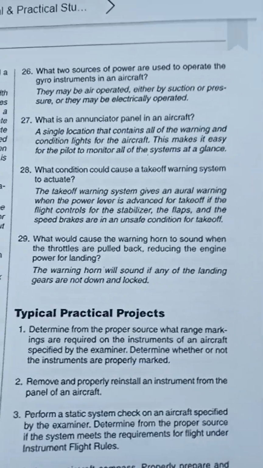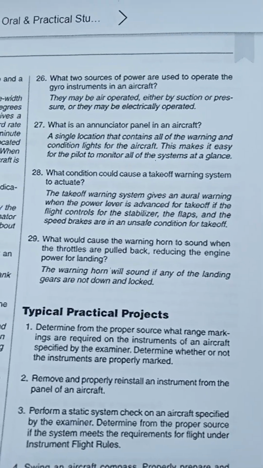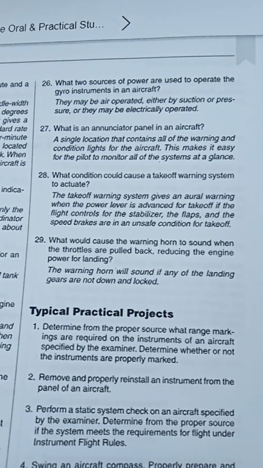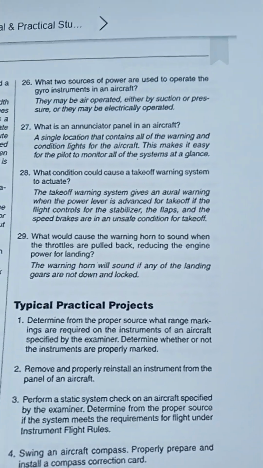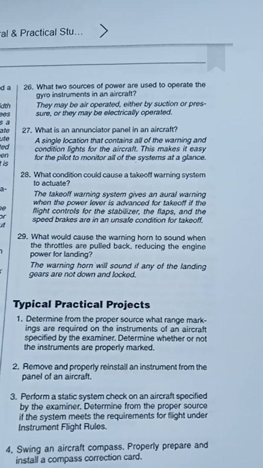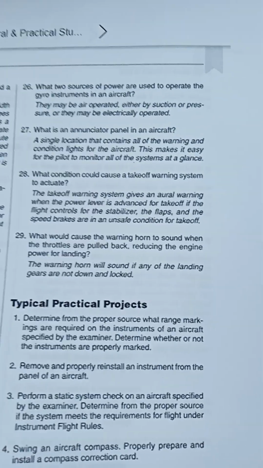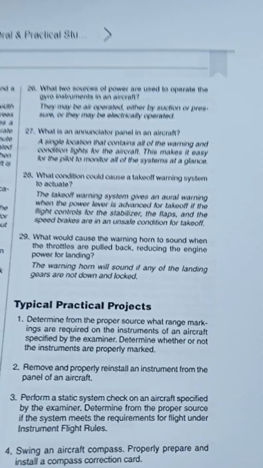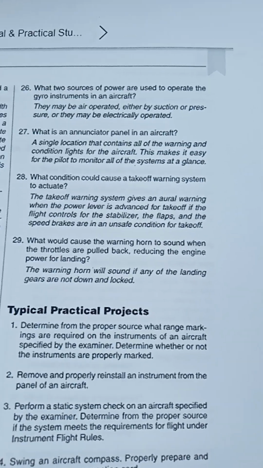What two sources of power are used to operate gyro instruments in an aircraft? They may be air operated either by suction or pressure, or they may be electrically operated. What is an annunciator panel in an aircraft? A single location that contains all of the warning and condition lights for the aircraft. This makes it easy for the pilot to monitor all the systems at a glance.